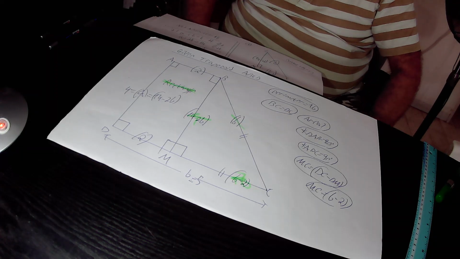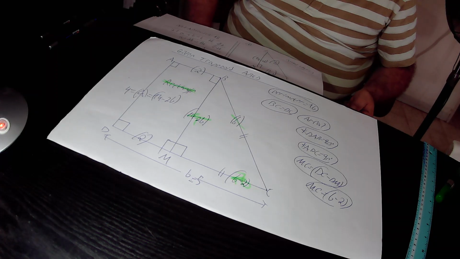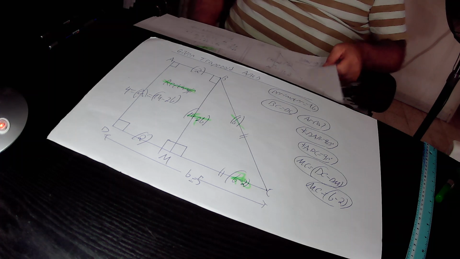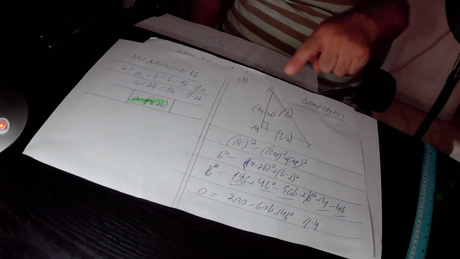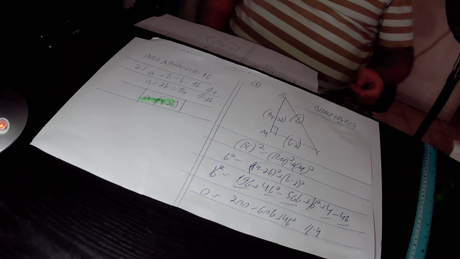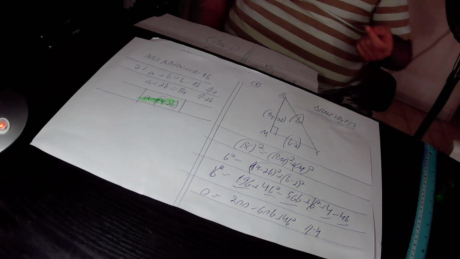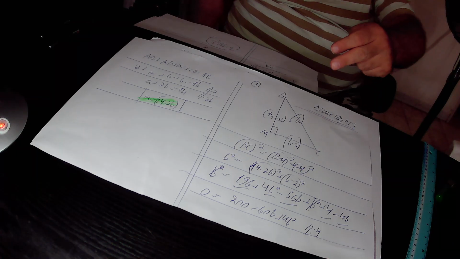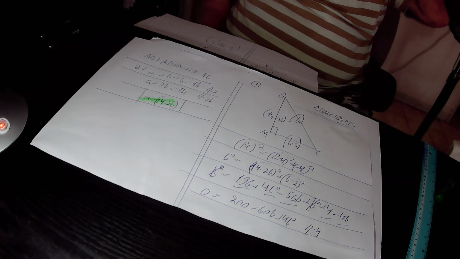According to the Pythagoras theorem, in any right triangle, the square of the hypotenuse equals the sum of the squares of the perpendiculars. This is the right triangle BMC according to the original drawing. According to the Pythagoras theorem, in this right triangle BMC, BC squared, that is the square of the hypotenuse, equals BM squared plus MC squared.